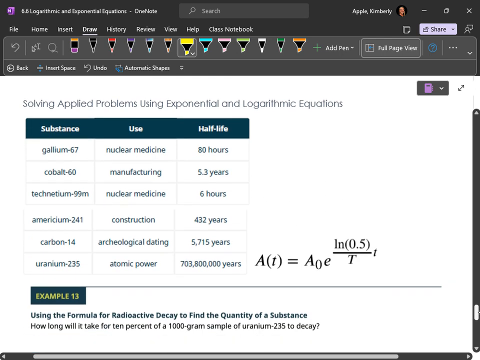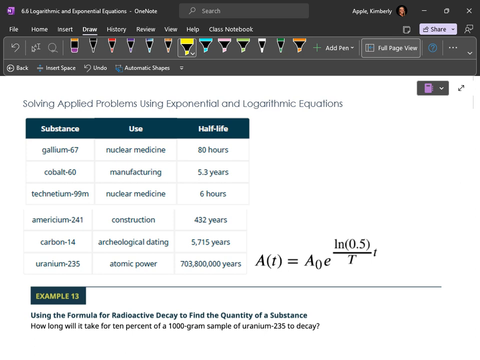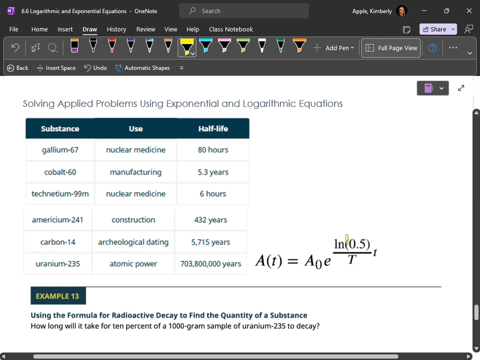Moving on, solving some applied problems using exponential and logarithmic functions. These are your favorite, the word problems. So here in this table, we have the half-life for certain radioactive isotopes or materials and their usages. And here we have the half-life equation. And so let's talk about what each of these things represents.